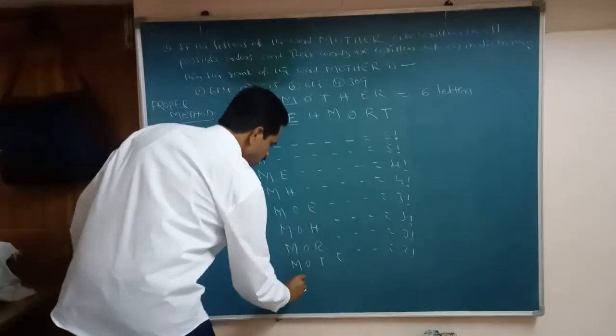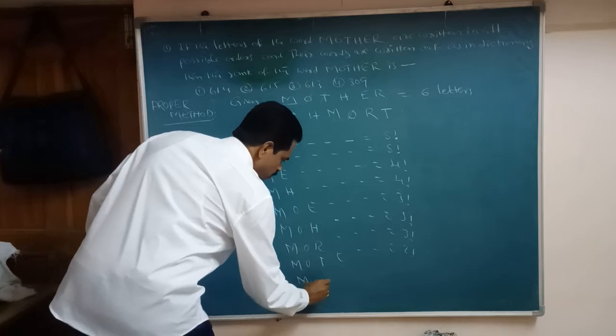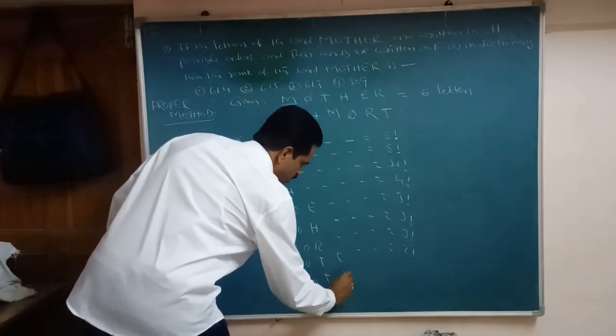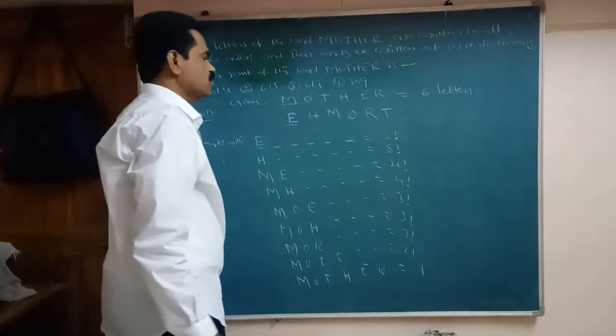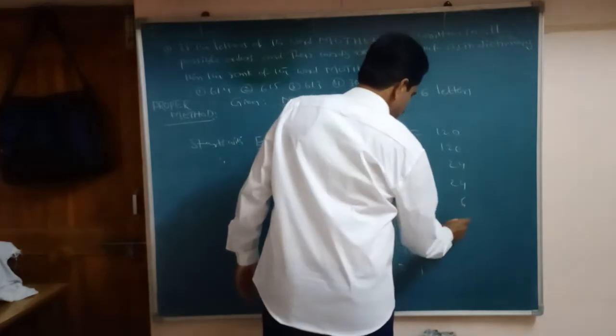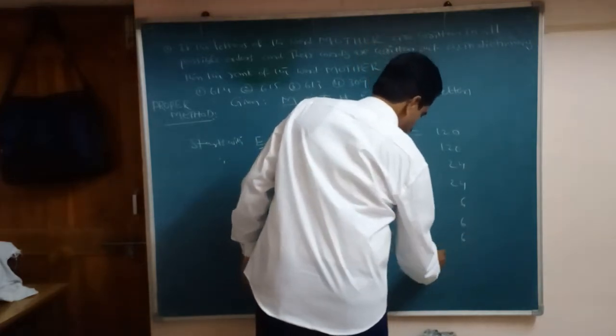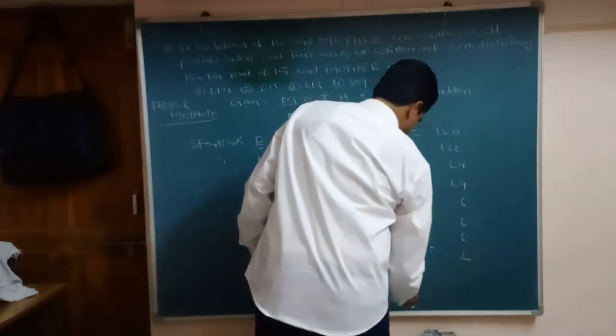Next word is what here? Mother. M O T H E R. It is 1. So 5 factorial, it is 120. It is 24. So 6. It is 6. Next.